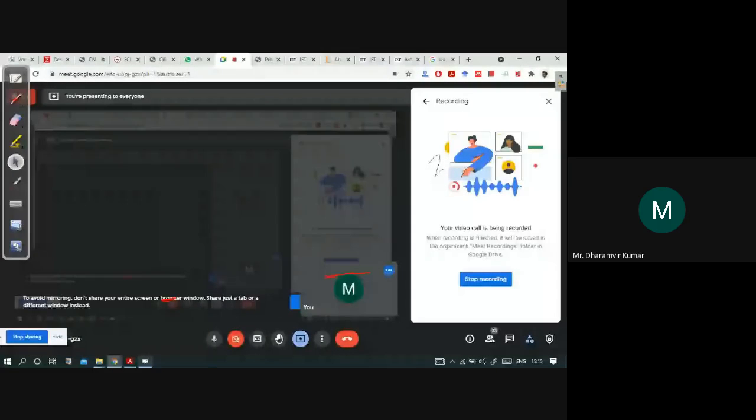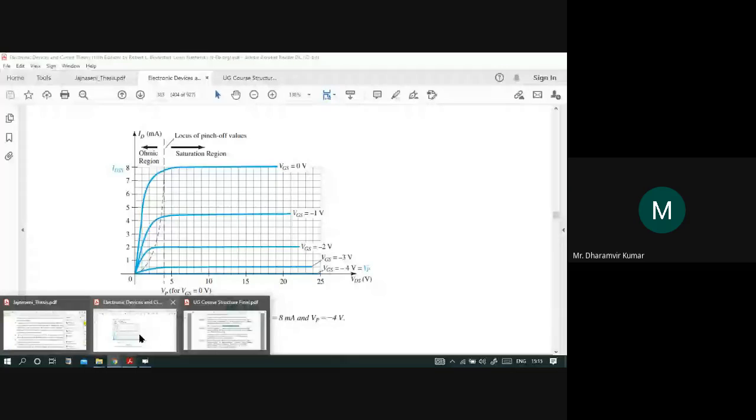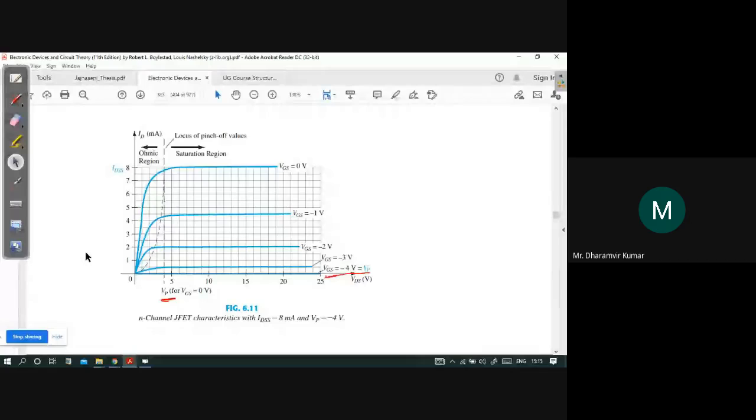Okay, fine. And we can divide the whole characteristic plane into two regions. One is called the ohmic region, and the other is called the saturation region. The ohmic region is the region before this pinch off point, and after the pinch off point, when the current saturates or becomes maximum, we call this the saturation region.